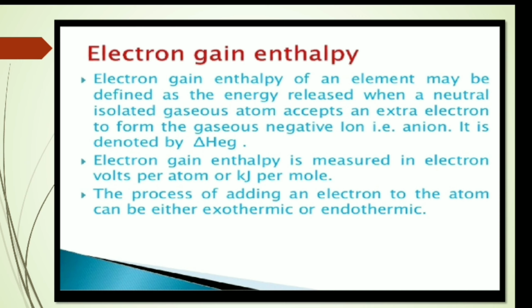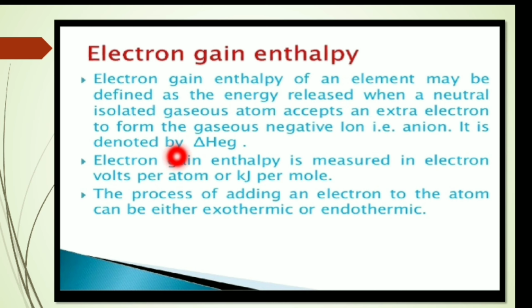In this video lesson, you are going to learn about the electron gain enthalpy. This is one of the very important periodic trends. What do we mean by electron gain enthalpy? The electron gain enthalpy of an element may be defined as the energy released when a neutral isolated gaseous atom accepts an extra electron to form a gaseous negative ion, that is, an anion.